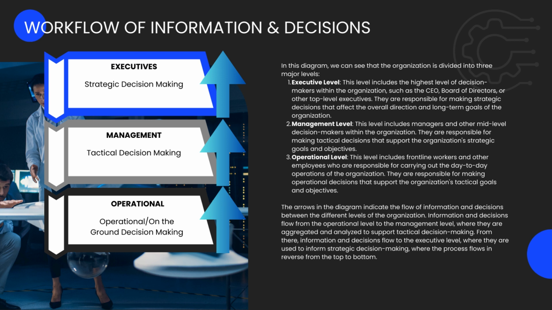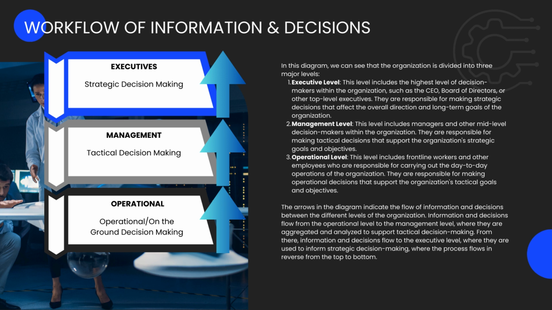Next slide. The workflow of information and decisions. So as you can see here on the left in the diagram, we have three main levels of decision making. Starting at the top, you've got the executives. In the middle, you have management, and at the bottom level are the operational folks. So the executives provide the strategic decision making. Management's more of a tactical area, and then the operational, you've got folks that are actually operating and they're making on the ground decisions.